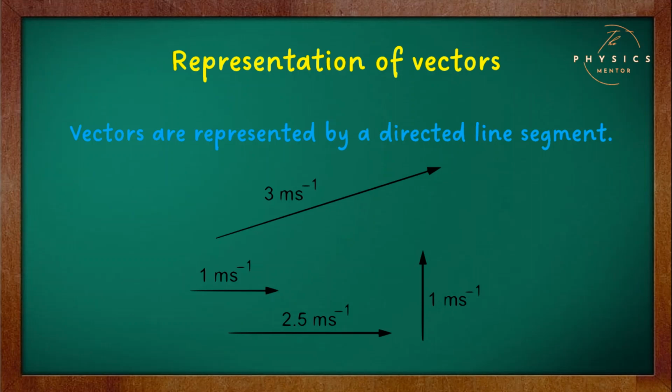Vectors are represented by a directed line segment. In the figure, there are two velocity vectors, 1 meter per second and 2.5 meter per second. Both are acting to the right. There is another 1 meter per second velocity vector which is acting upward. And finally, a 3 meter per second velocity vector acting in a general direction. As is clear from the figure, all these velocity vectors are represented by directed line segments.